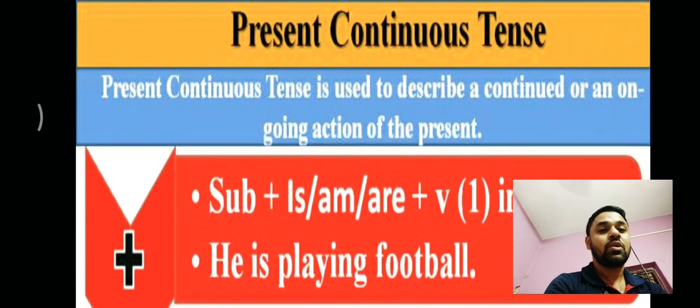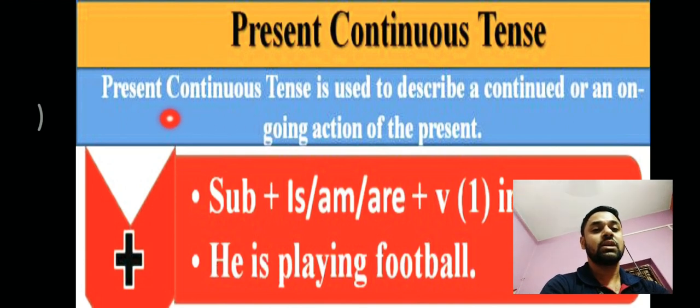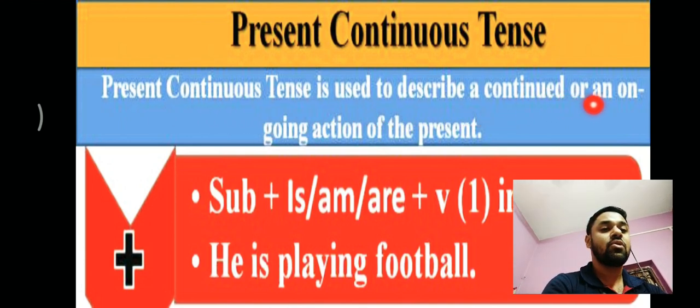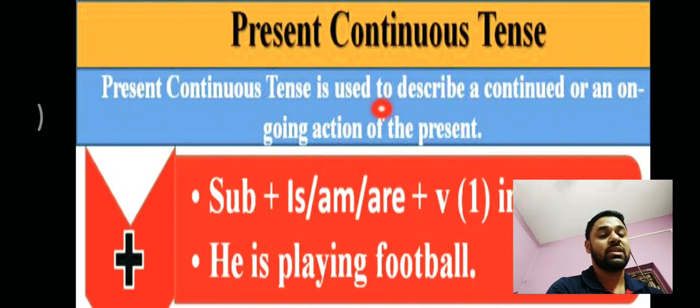Now the rules of present continuous tense. Present continuous tense is used to describe a continued or an ongoing action of the present. Means what is going on now, an ongoing action in the present. That time only we can use this present continuous tense.